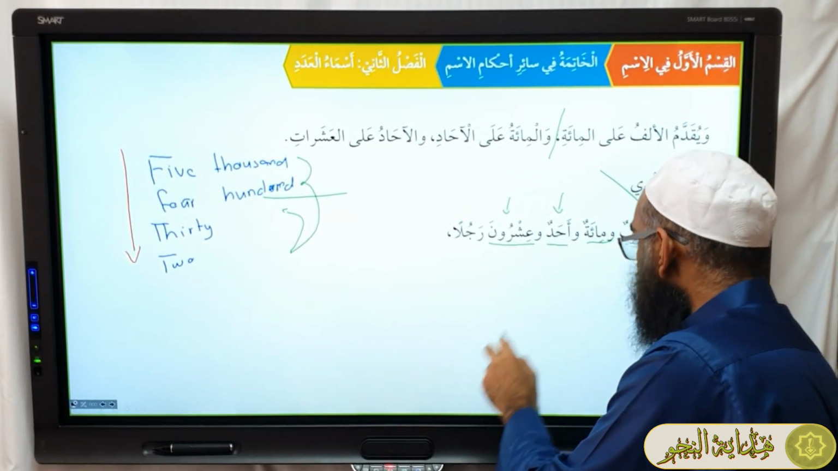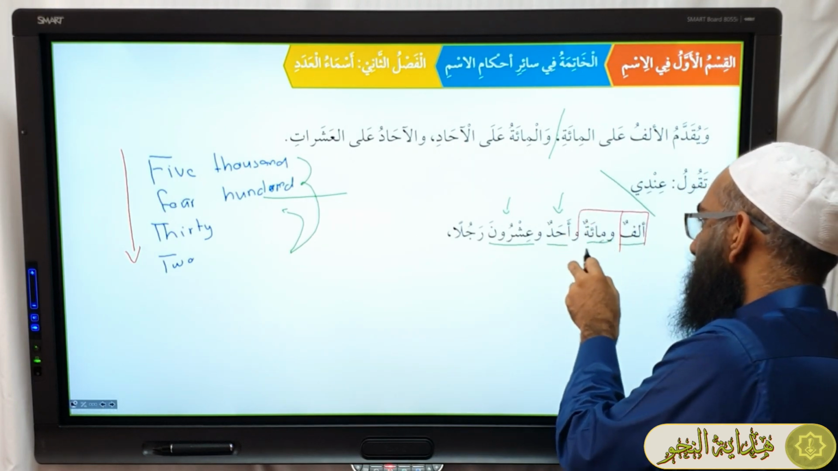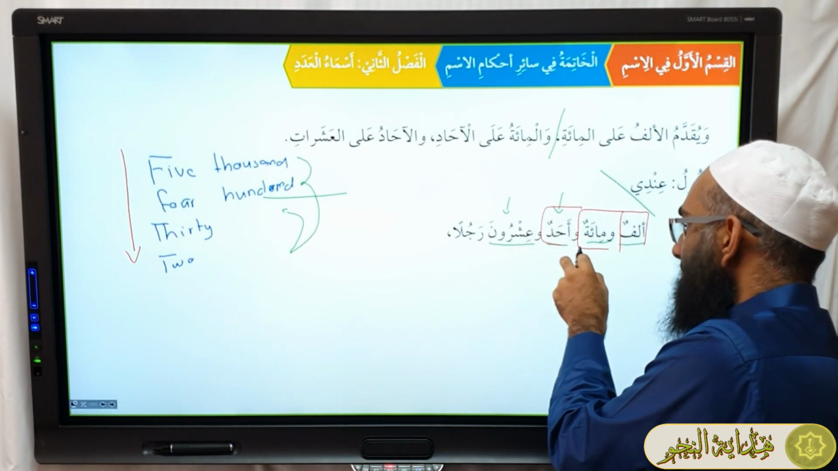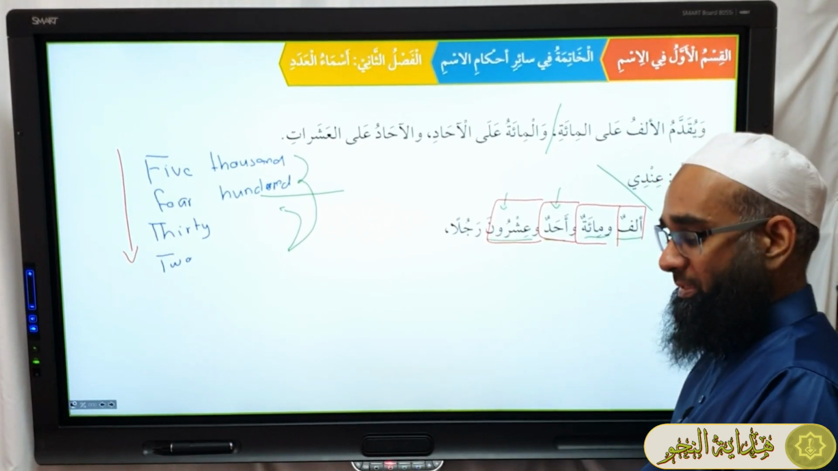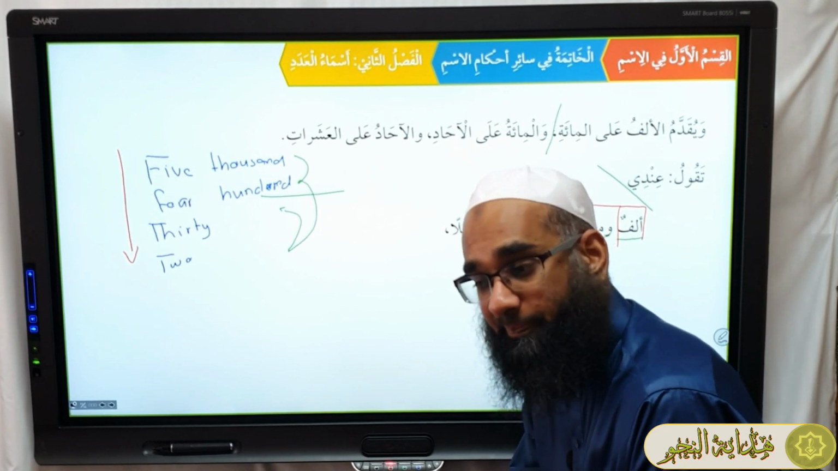You bring the 1,000 first. Then you bring the 100. Then you bring the unit. Then you bring the 10. That's how the larger numbers are laid out, the order of the large numbers. Understood?